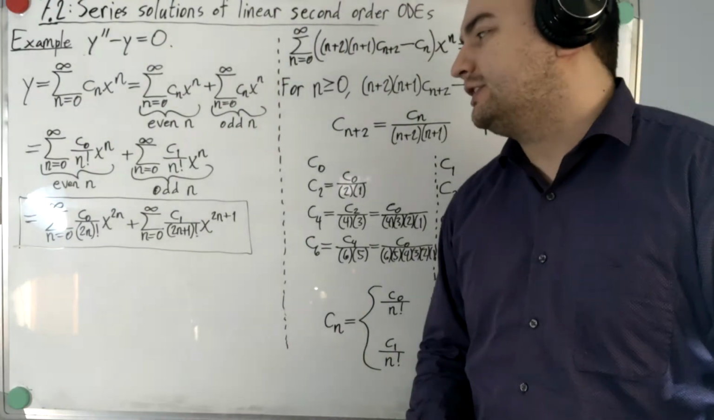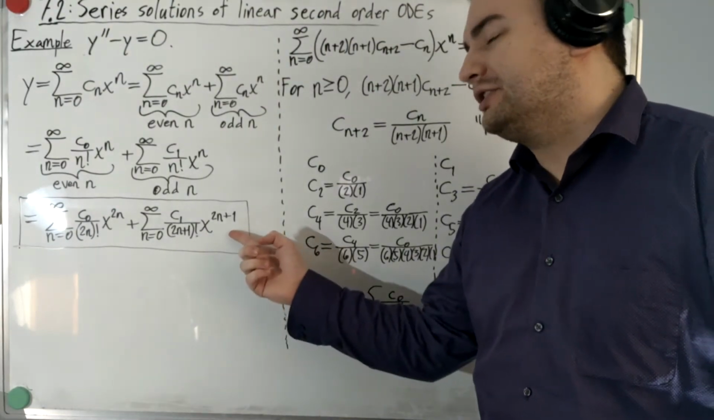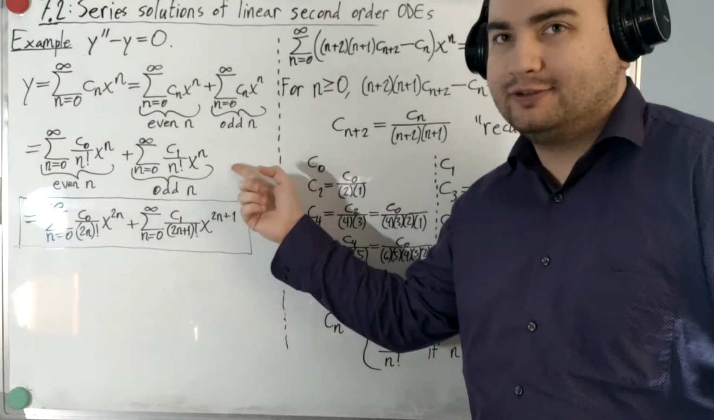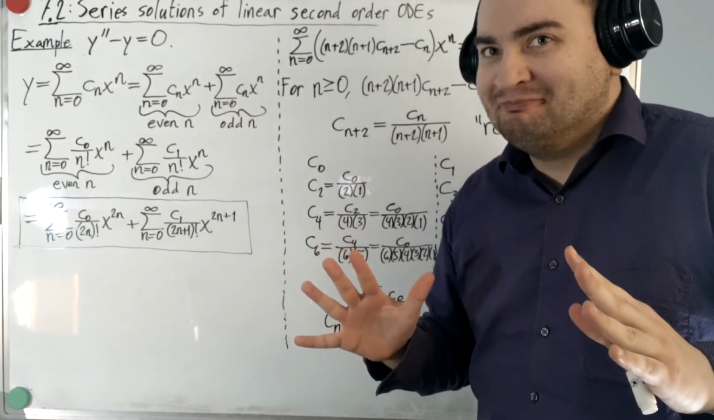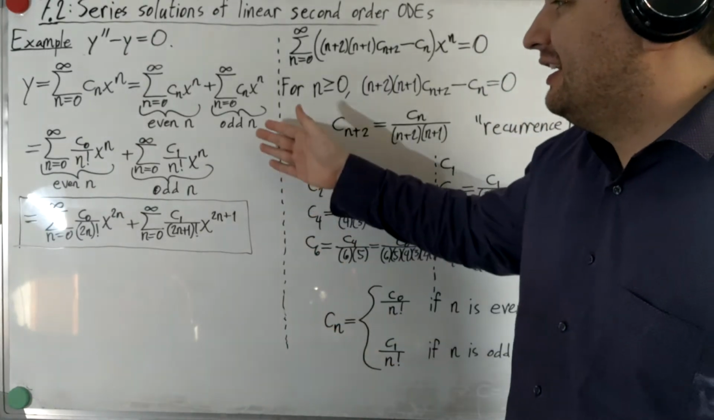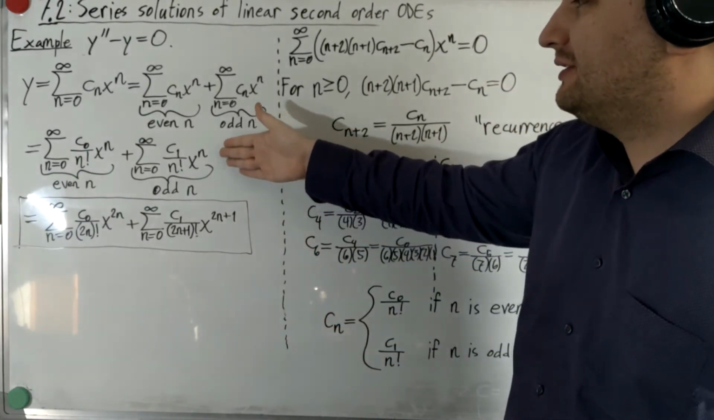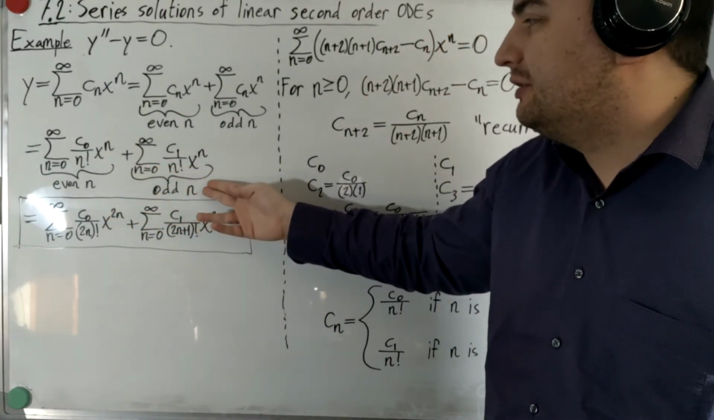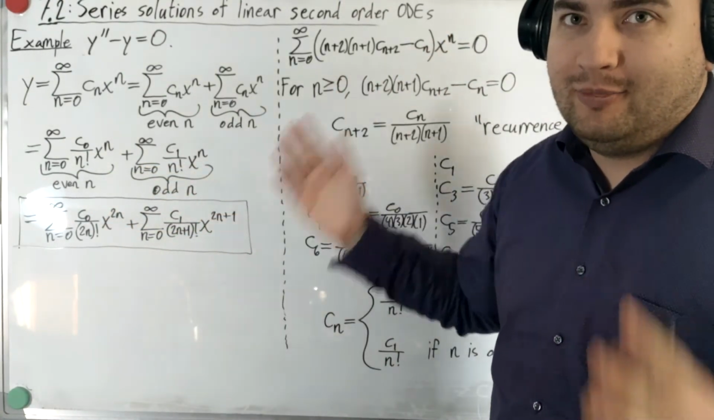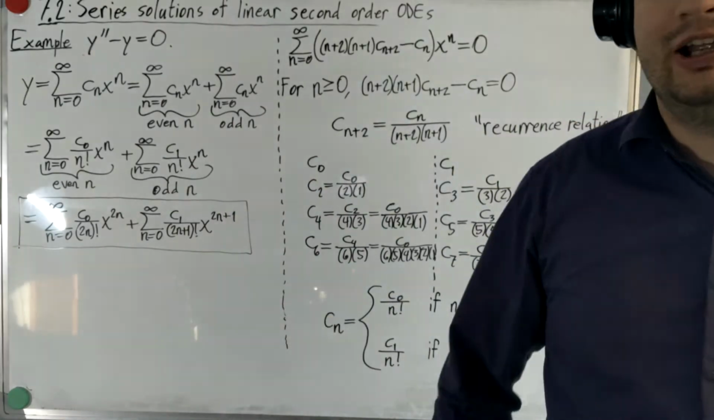So the first time I taught this class, I told my students that they needed to write their solution like this. They couldn't write it like this. I have changed my mind. Now, if you write your final answer like this, where you just take the even terms here and just take the odd terms here, I'm all right with that.